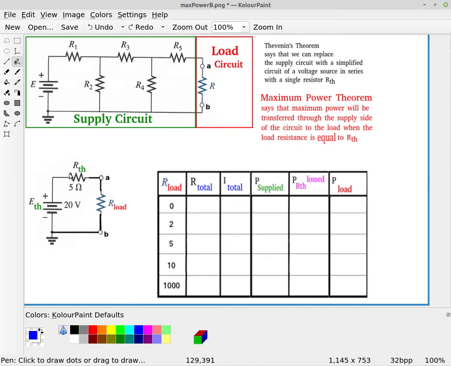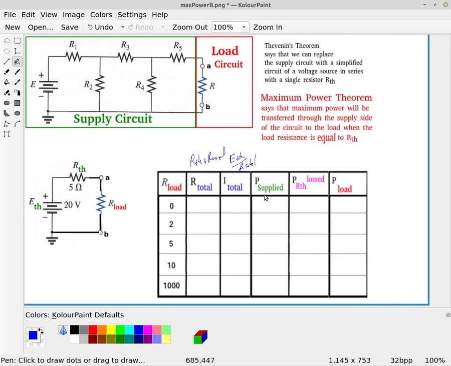So we're going to just use this simplified circuit down here using the R Thevenin and E Thevenin. In this example, E Thevenin is 20 volts and R Thevenin is 5 ohms. So what we want to do is determine the total resistance of the circuit, which of course is R Thevenin plus R load. And that'll give us the total resistance. And then we're going to calculate the total current, which of course using Ohm's law is going to be E Thevenin divided by R total.